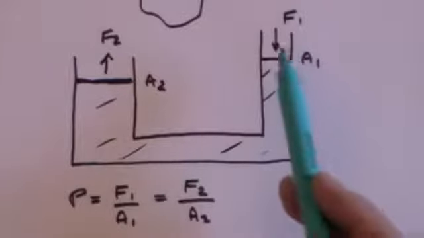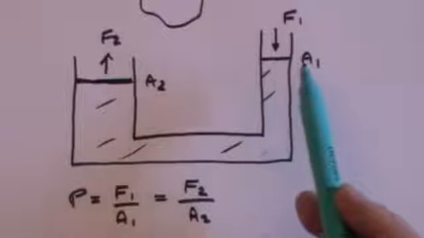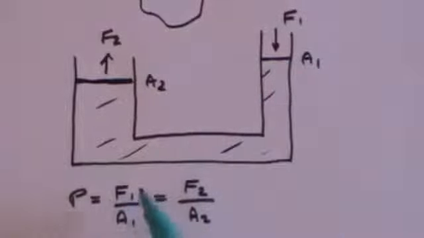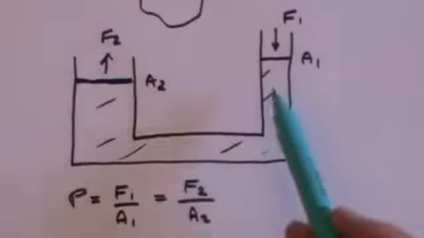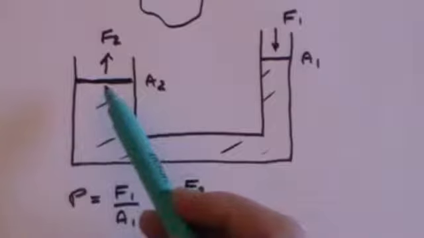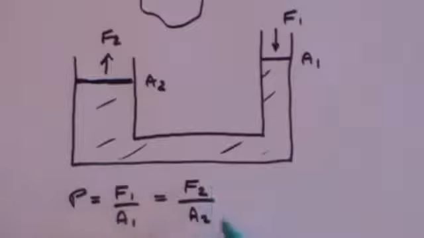So pressure is force over area. I push down on this piston with force F1. The area of the piston is A1. That produces a pressure F1 over A1. That pressure is transmitted all the way through the fluid until it gets to this piston. That piston is subjected to the same pressure. And so that pressure is going to be the force acting upwards divided by the area, F2 over A2.